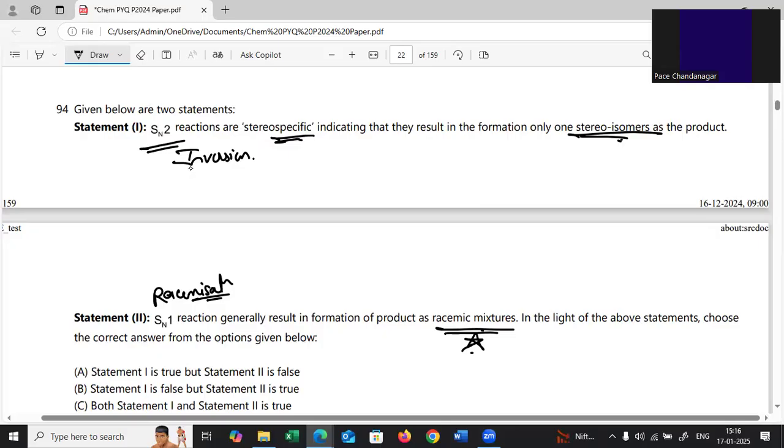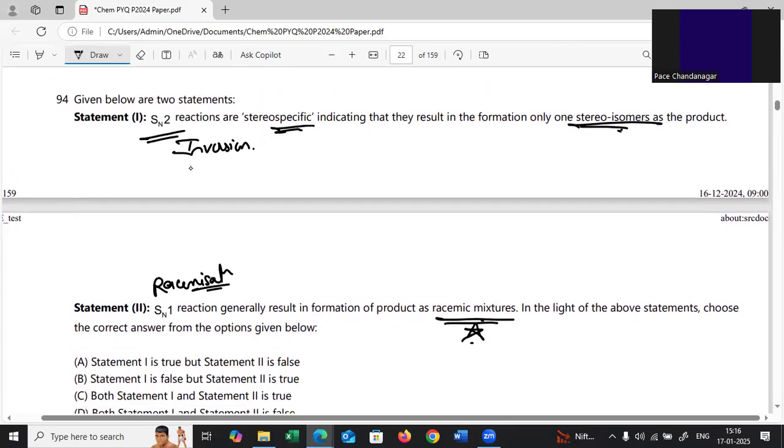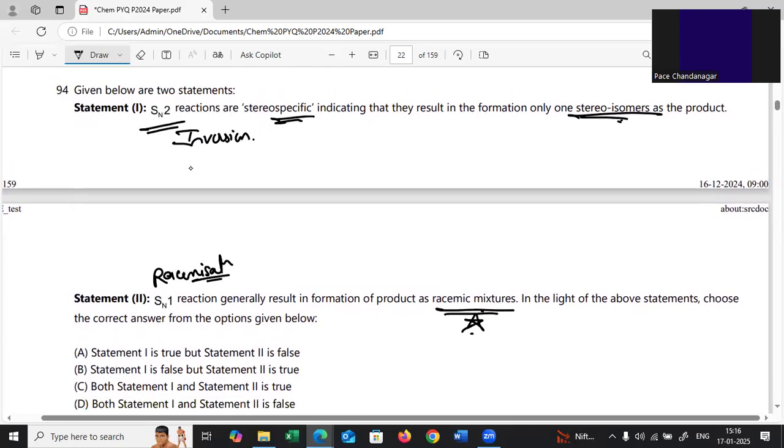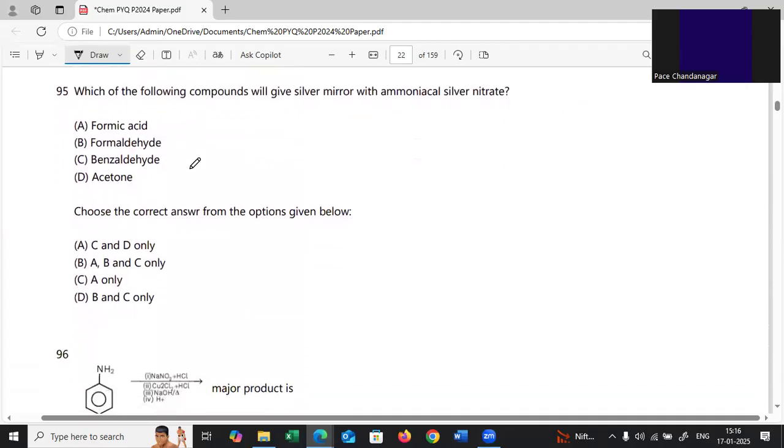Right, this is your haloalkanes chapter, the first chapter of your organic year in grade 12. SN1 and SN2 statements go on.